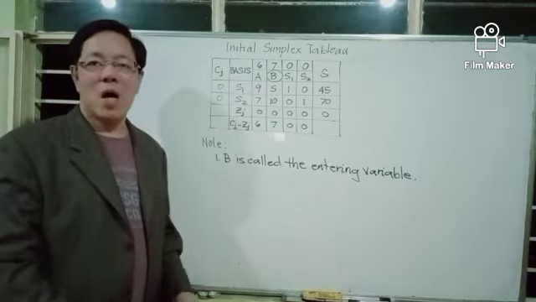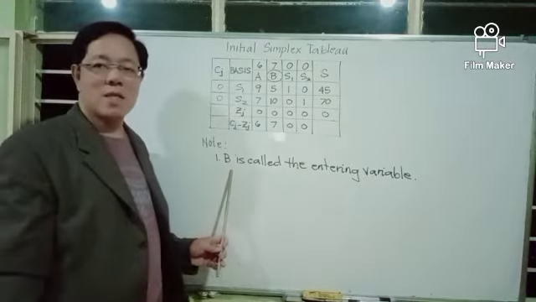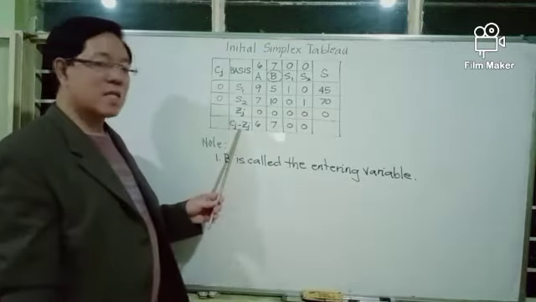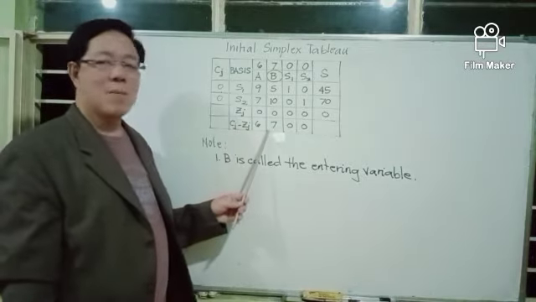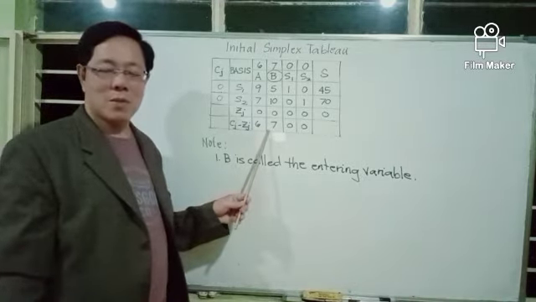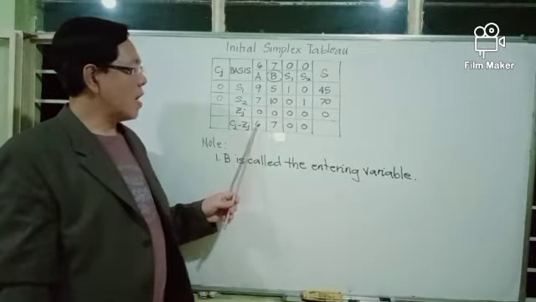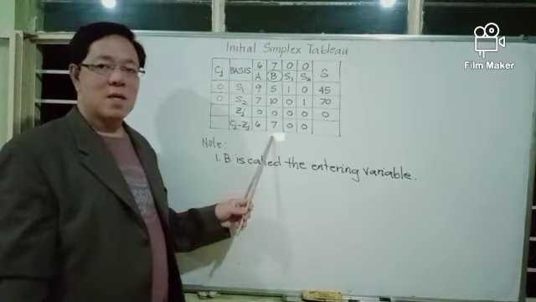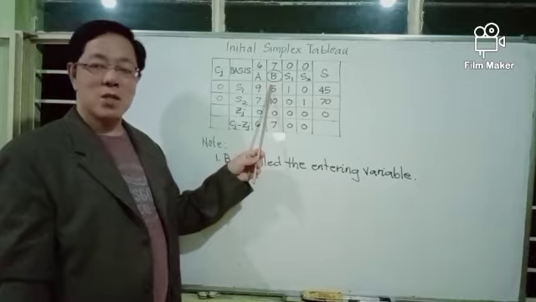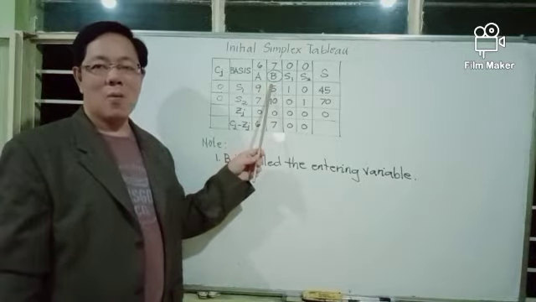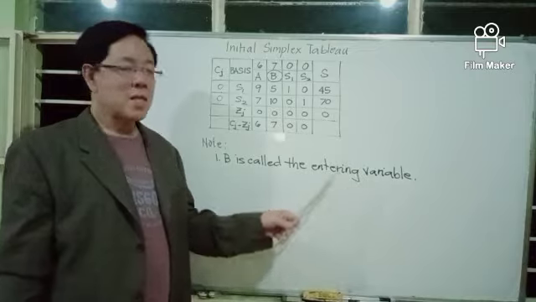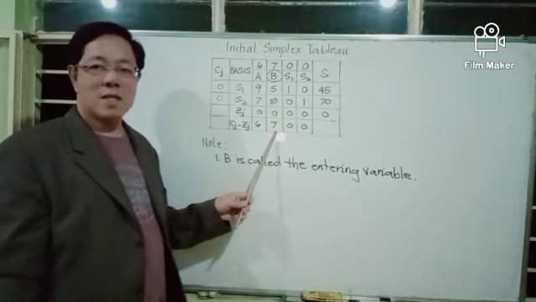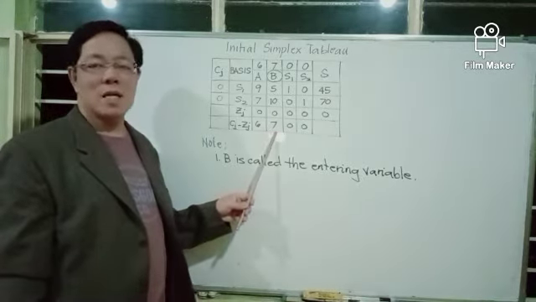Our decision variable b is our entering variable. To determine the entering variable, you look at the entries of the last row and select the most positive entry, the highest positive entry. The highest positive entry among these four entries in the last row is 7, and 7 is under the decision variable b. Therefore, b is our entering variable. The entering variable is the variable with the highest positive entry in the last row.